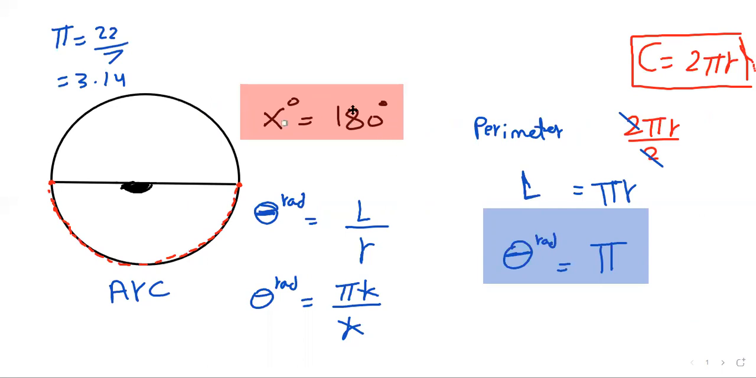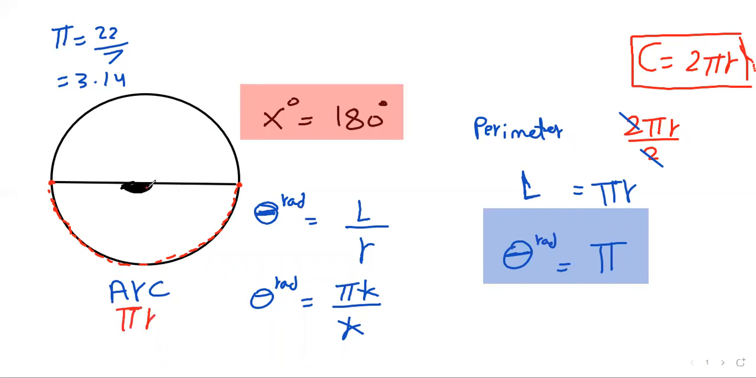180. Do you with me? Yes. So theta radian equals L divided by R. L is pi R because it's a semicircle, and the circumference equals 2 pi R. So the length of the semicircle equals pi R. This arc is equal to pi R.